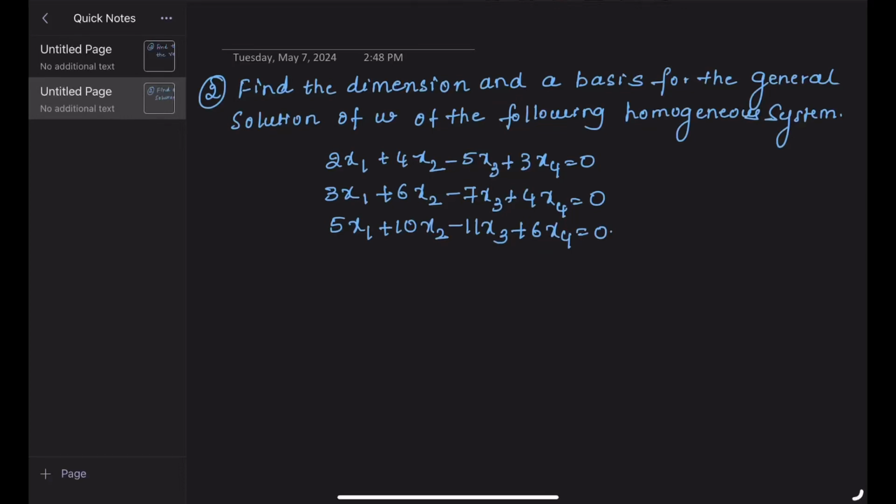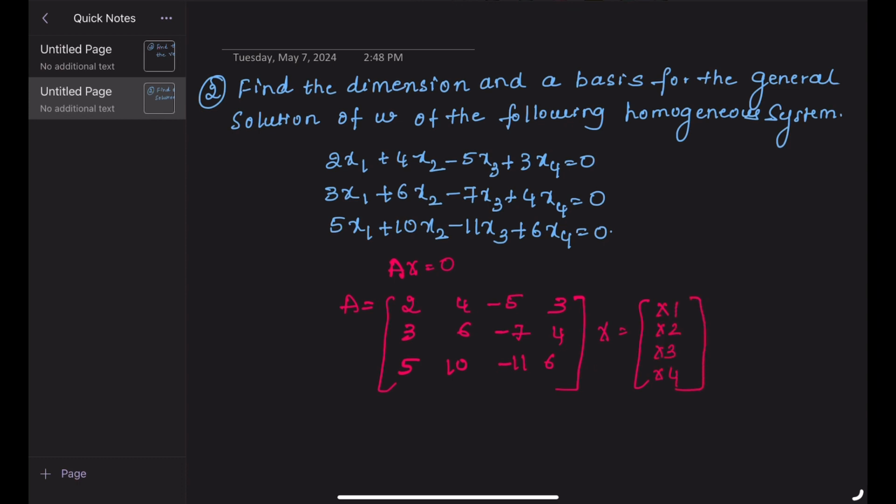Hello students, this is the second form in the basis problem, that is the parametrization method. So basically you can opt any method based on the questions given. Here the questions are in the equation form, that is why I am taking Ax = 0 form. And we all know how to write Ax = 0, where A is given, x is nothing but x1, x2, x3, x4, and 0 0 0 0.